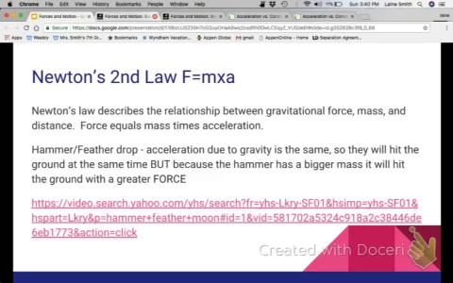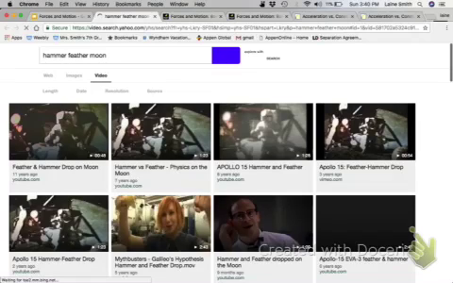And so what a lot of you think is that when you drop 2 objects, the heavier object will hit the ground first, which is totally untrue. When you drop 2 objects, they will hit the ground at the exact same time. What is different is the amount of force that they hit with. So what I'm going to show you is a hammer and feather drop that they did on the moon, because there's no air on the moon, there's no atmosphere, so there's no air resistance.